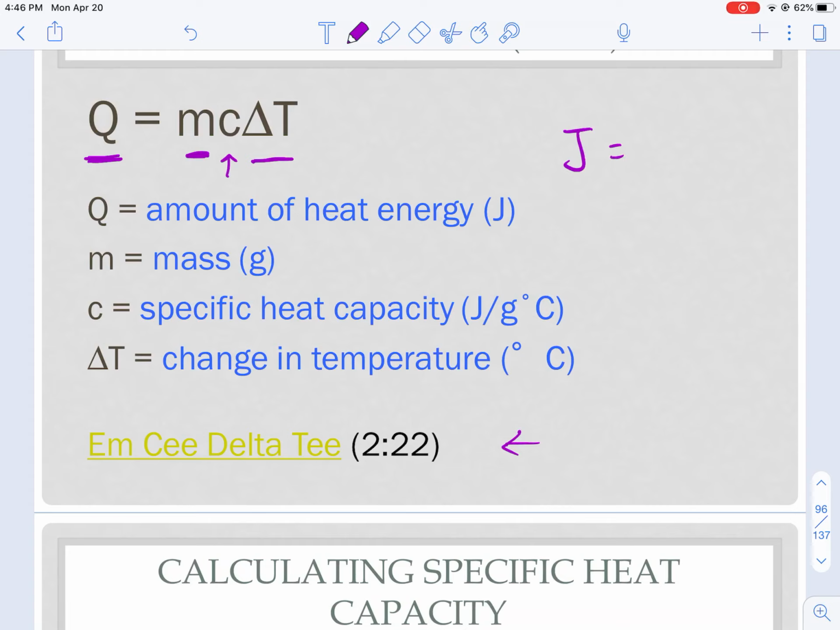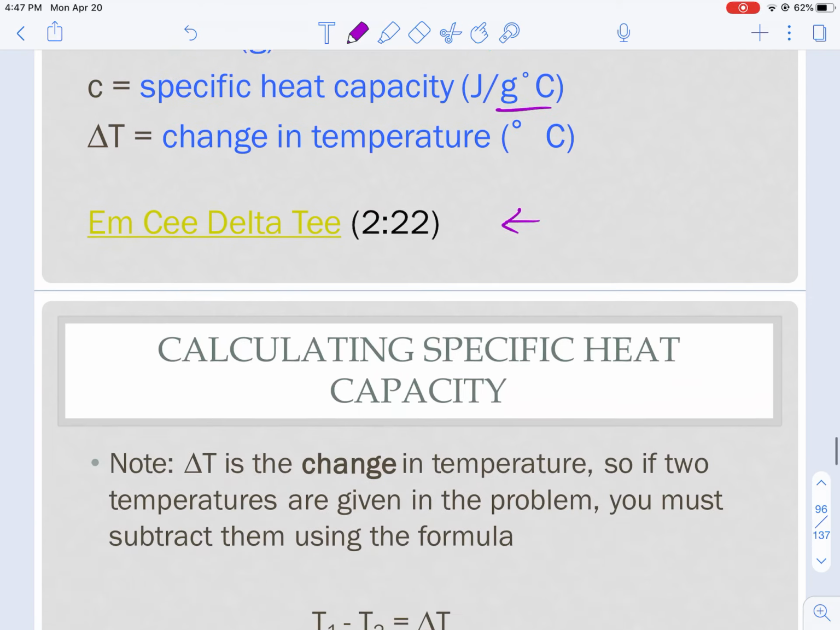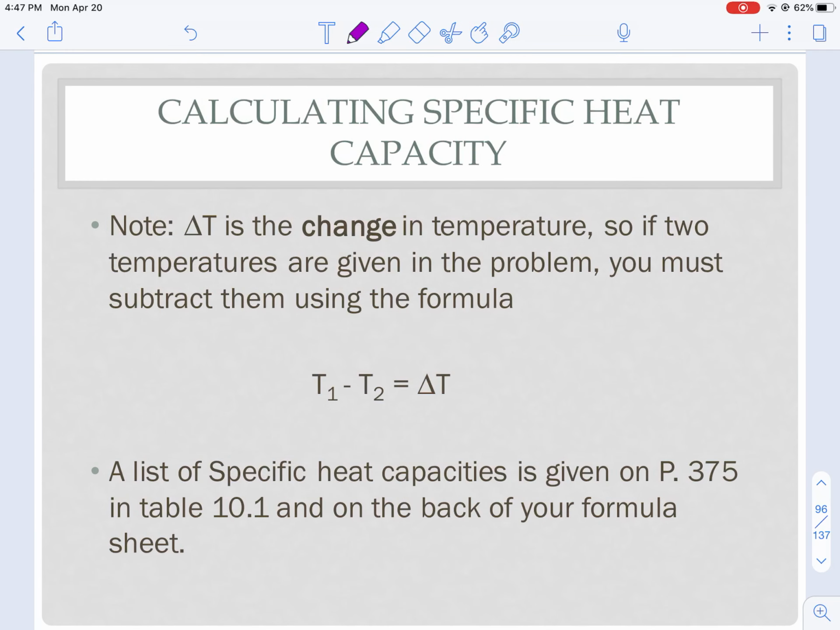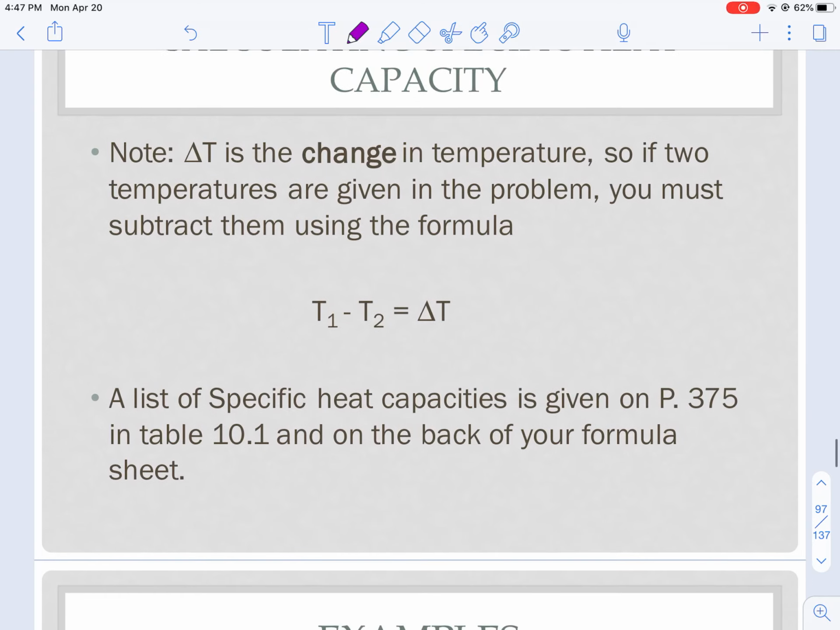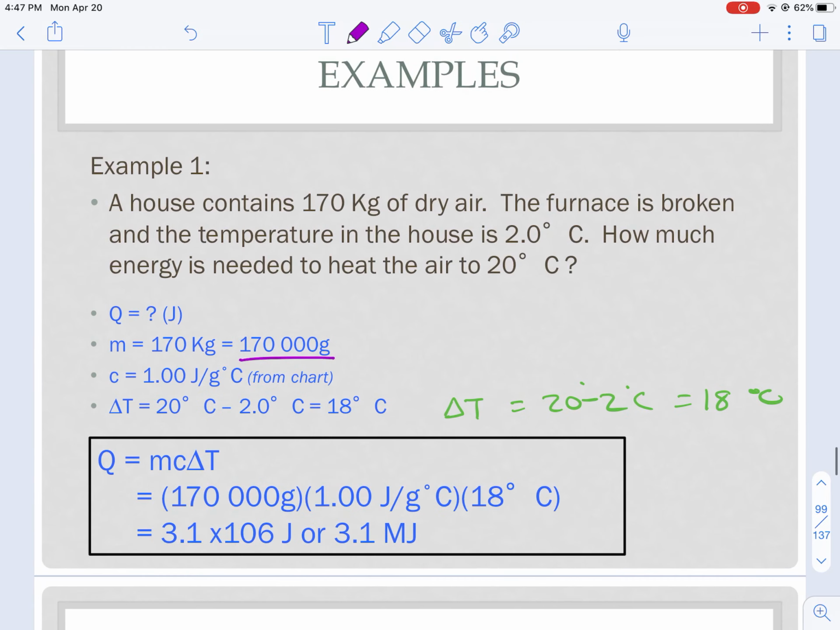When we do this, we have to make sure if we're working with joules that we're using grams for the mass, that we're using specific heat capacity in joules per gram degree Celsius, and that we're using temperature in degrees Celsius. And so those will all cancel out so that our answer will be left the heat energy in joules. When they look at delta T, all that is subtracting the temperatures to see what the temperature change is.